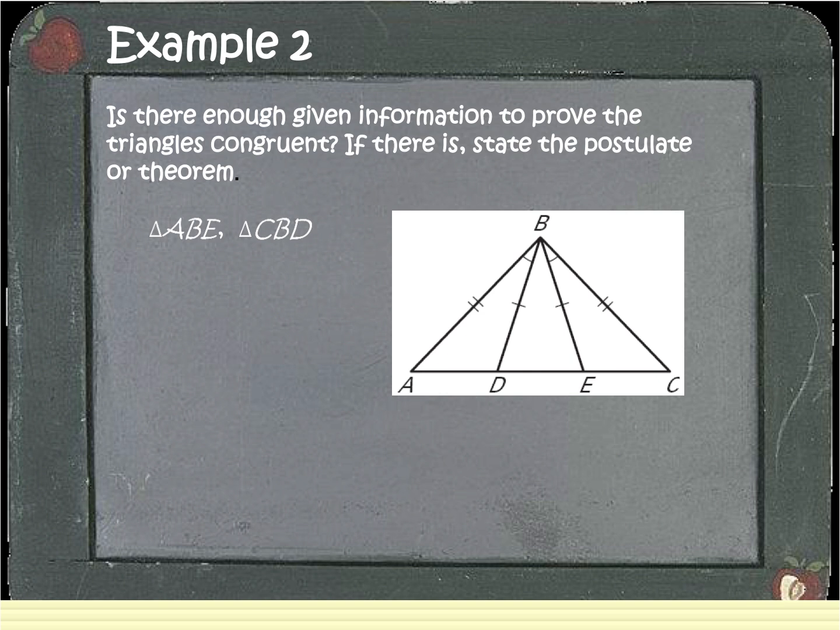All right, example number 2. It says, is there enough given information to prove that the triangles are congruent? If there is, state the postulate. So I'm going to go ahead and highlight which triangles we're talking about. They're giving me A, B, E. So this is one triangle. And then they're asking, is it congruent to CBD? So there is some sort of overlap here. Where is my overlap? It's the one in the middle. So even though the colors are not really overlapping, I'll just highlight it in yellow. I'm going to go ahead and draw the two triangles.